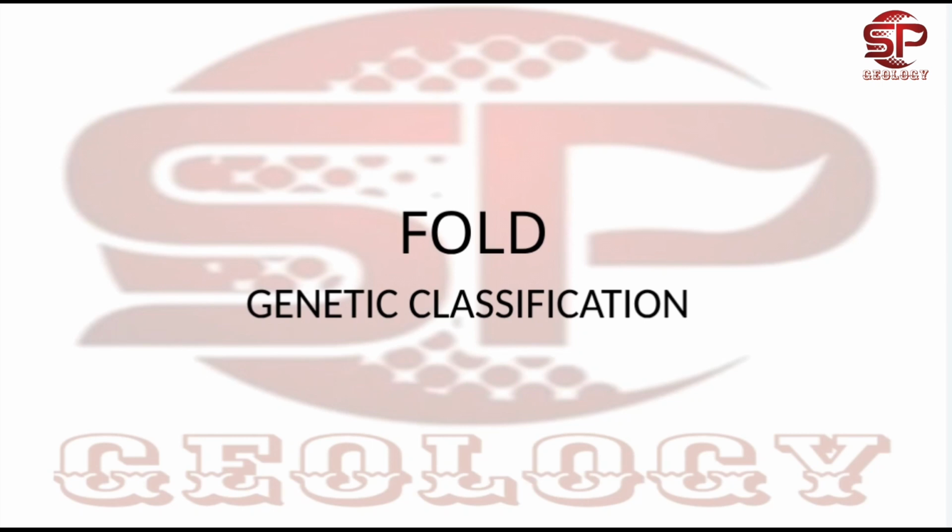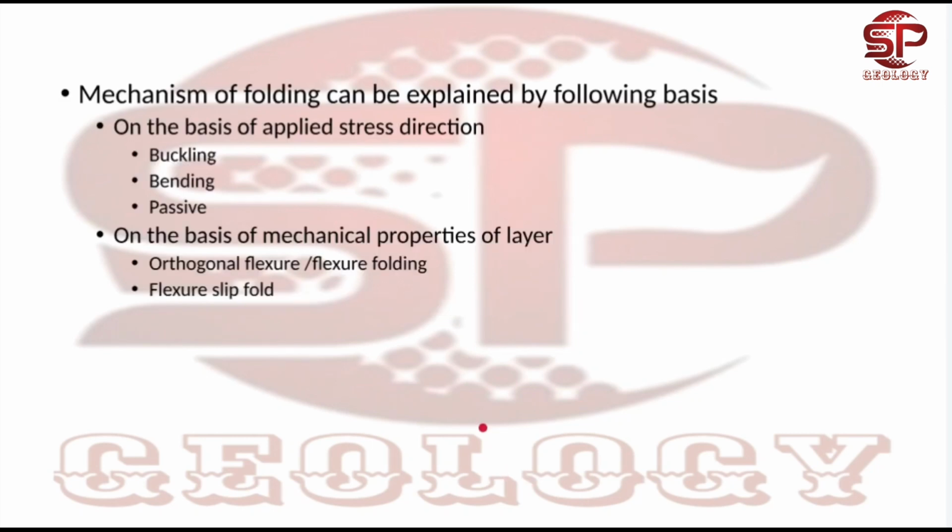Application of fold, or you can say mechanism of fold. So fold mechanism can be expressed in two ways: on the basis of applied force direction, and on the basis of layered properties. On the basis of applied force direction, it is of three types: buckling, bending, and passive folding. And on the basis of layer property, we have orthogonal flexure or flexure folding, and another is flexure slip folding.